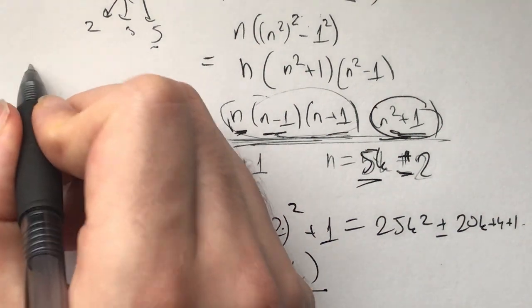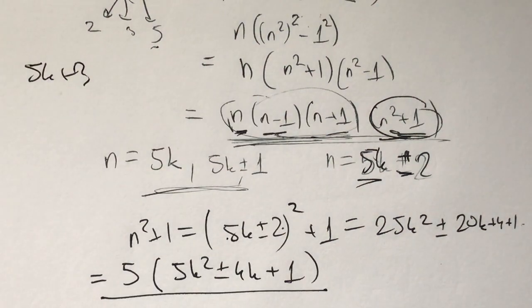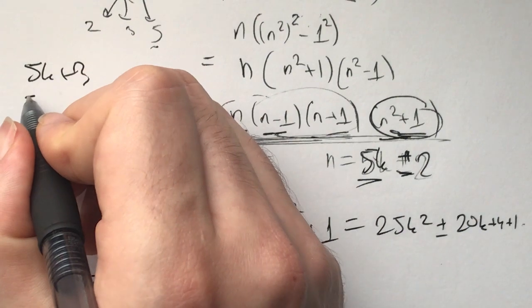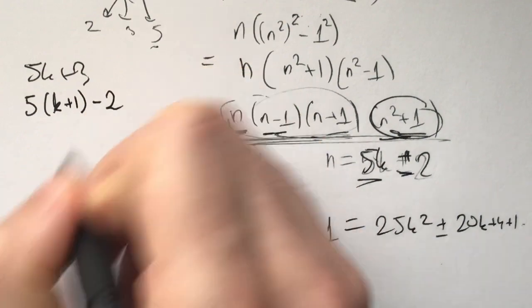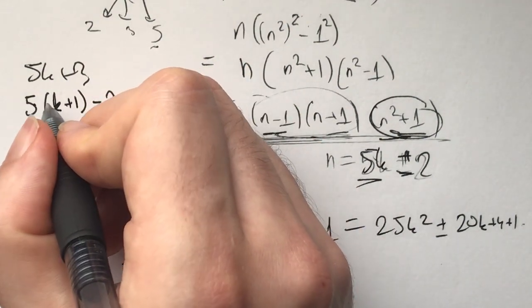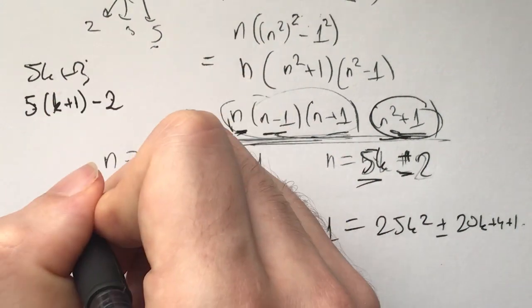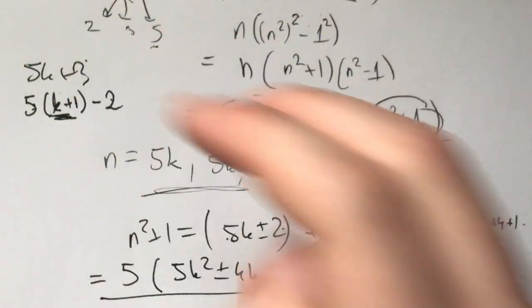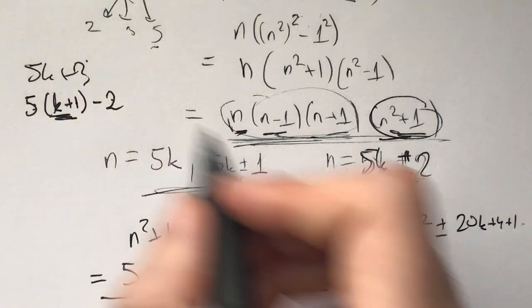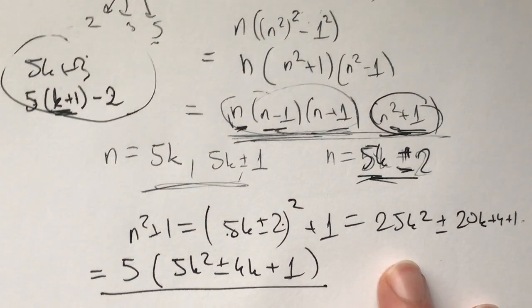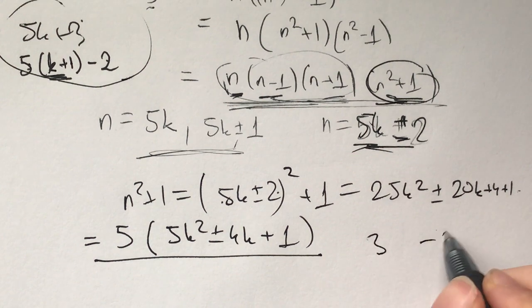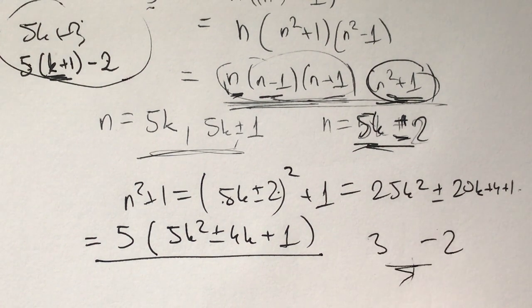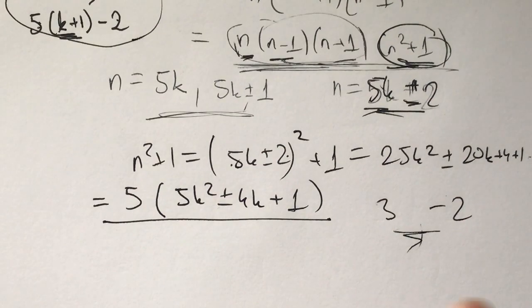And you might ask, what about 5k plus 3? Well, you can write this as 5 times k plus 1 minus 2, because 5 times k plus 5 minus 2 is 3. So this is just like another k, and you get minus 2, the same sort of remainder. Remainders are usually positive, but you can also look at them as negative. A remainder of 3 is the same as a remainder of negative 2 when you're dividing by 5. It's just a little thought pattern to have.